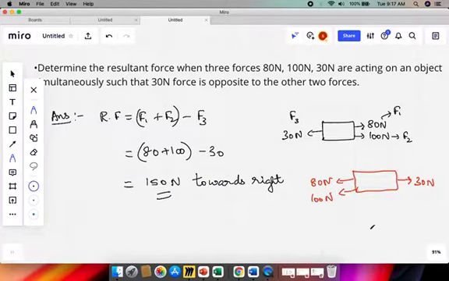Even if we calculate using this method, the only difference we will get is it will still be 150 Newton, but instead of the right hand side, it will be 150 Newton towards left, because more force is exerted on the left hand side. That's the only difference. So with respect to the diagram, here we are determining the direction.